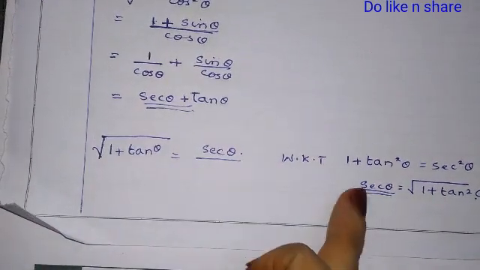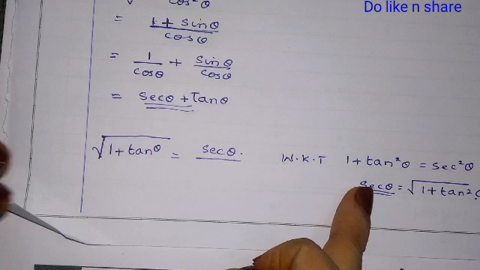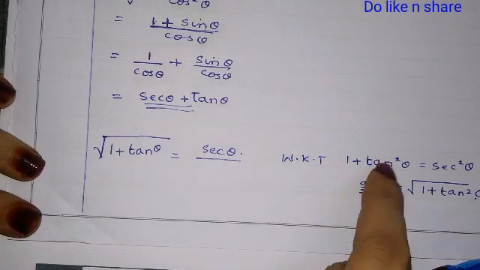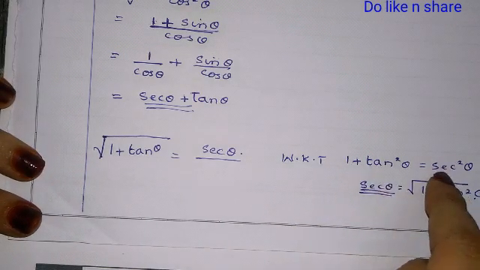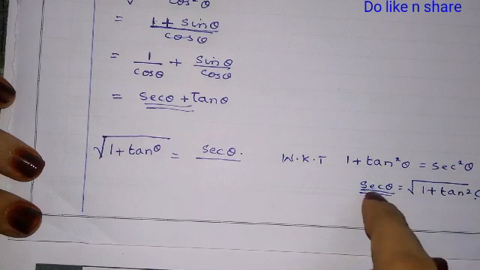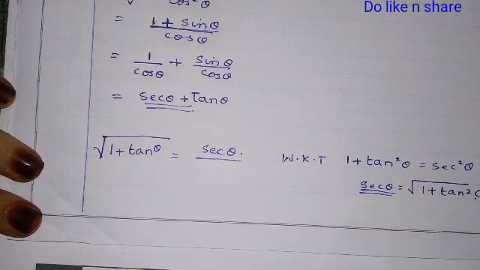So we know this. Because of identities we can directly write here. We know that 1 plus tan square theta is sec square theta. So sec theta will become the root.